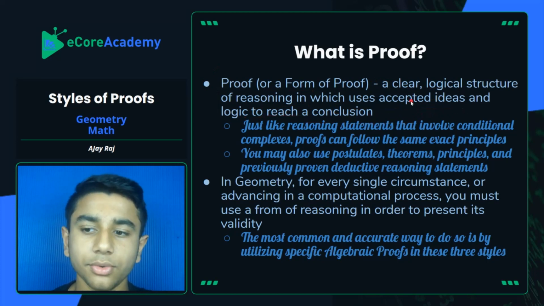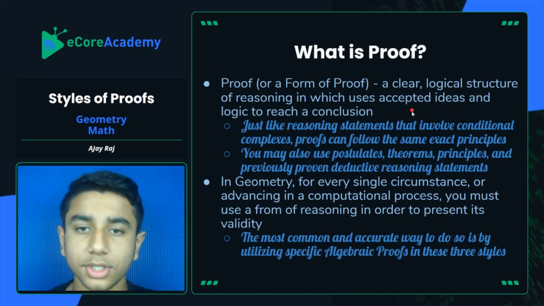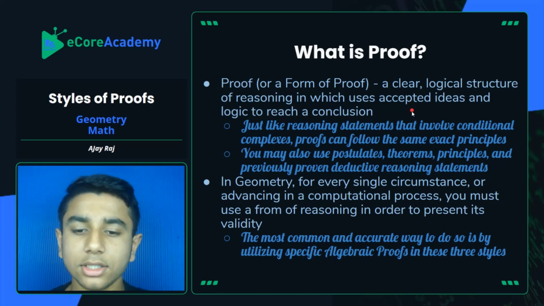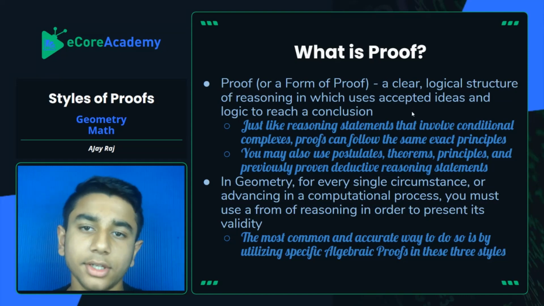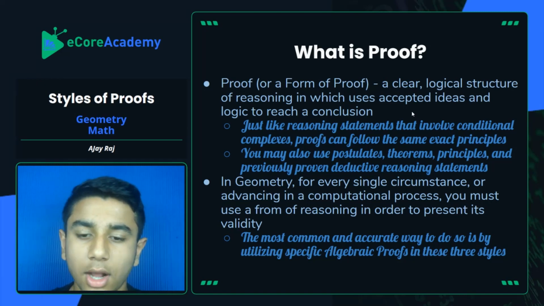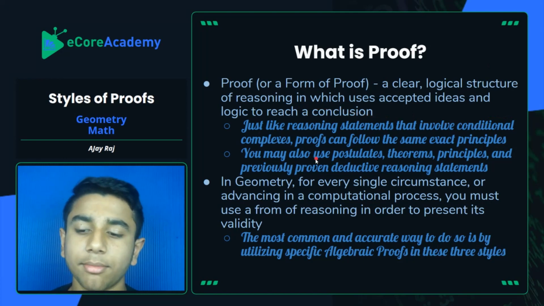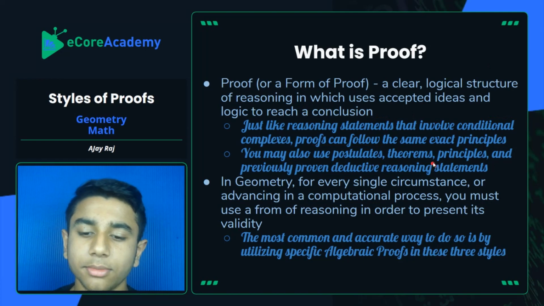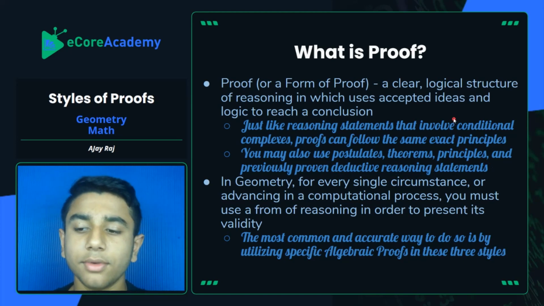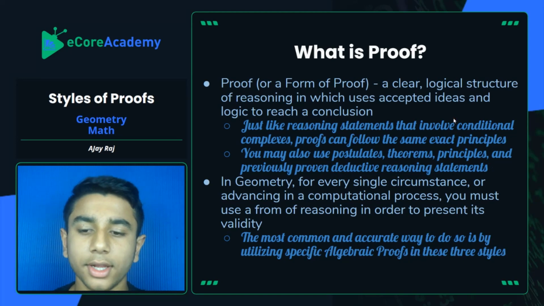So it's very similar to reasoning, except that it uses reasoning for proof. It takes these logical structures of reasoning, and it takes previously accepted ideas, just like reasoning does, and it can even use reasoning statements to actually prove a certain idea and to reach a conclusion for a certain problem. And just like reasoning statements that involve conditional statements, proofs follow these same exact principles. You may also use postulates, theorems, principles, and previously proven deductive reasoning statements. So, like reasoning, proof basically takes a hypothesis and tries to correlate it with a conclusion.